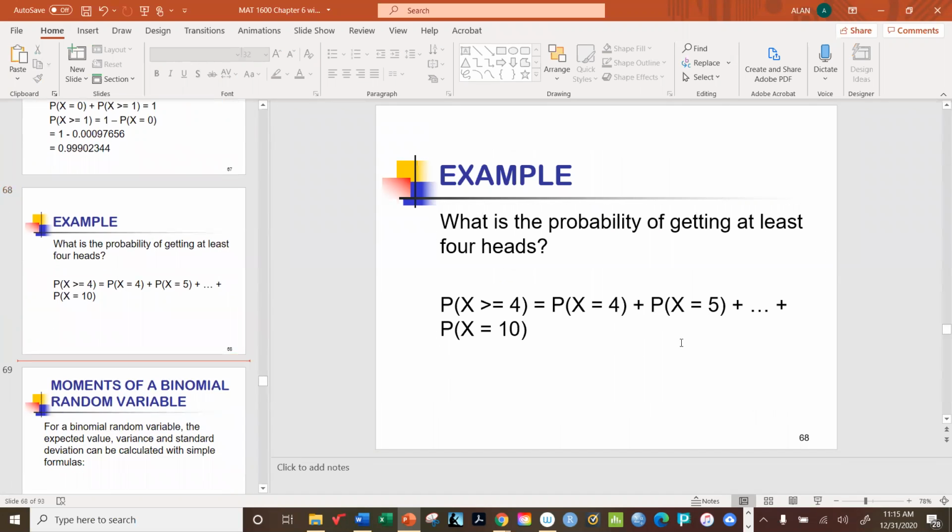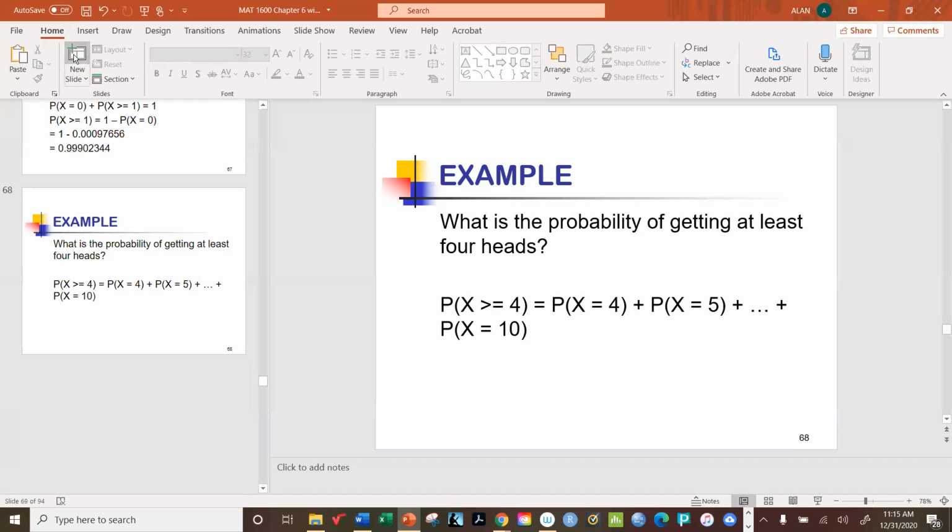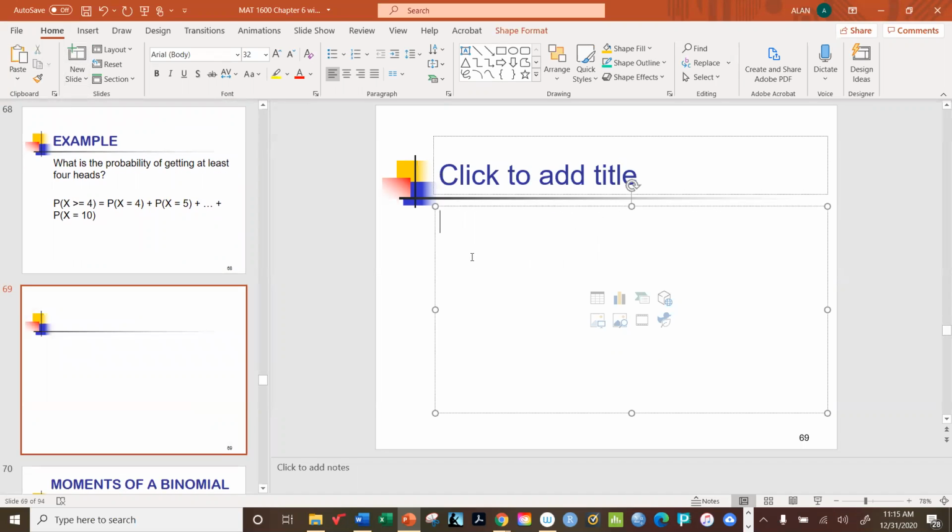Let's try this. Now, of course, you can do this yourself. You can do all the individual calculations and add them up. You don't want to do that though, do you? No. So let's think about this for a second.